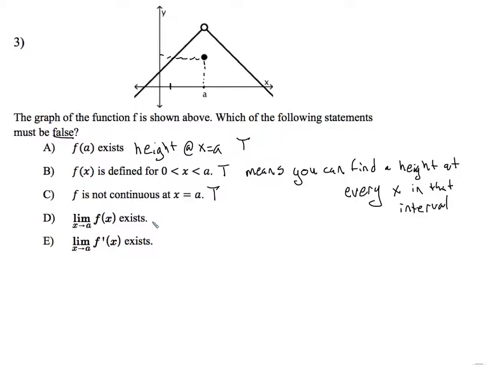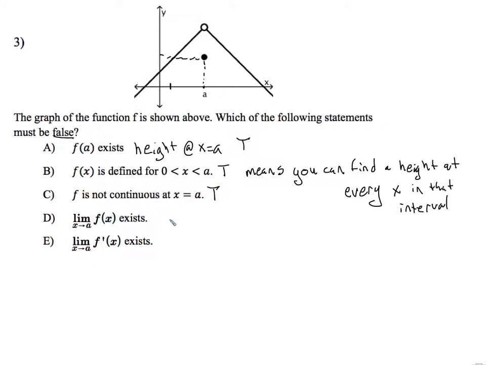All right. Let's look at D. The limit of f of x as x approaches a exists. So what does this mean? Someone help translate this. The left-hand limit, right-hand limit, double-sided limit of the function exists. Yeah. So the double-sided limit of the function exists.